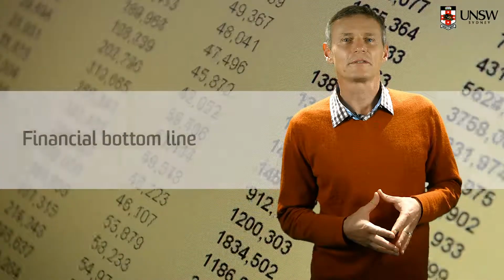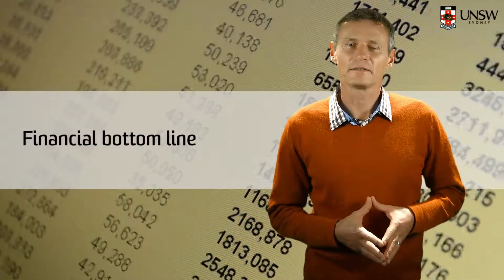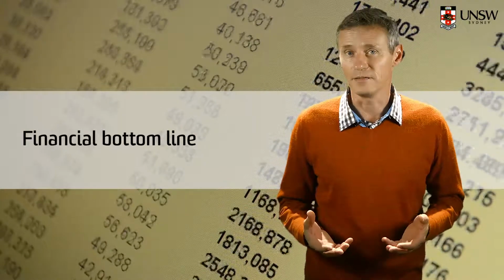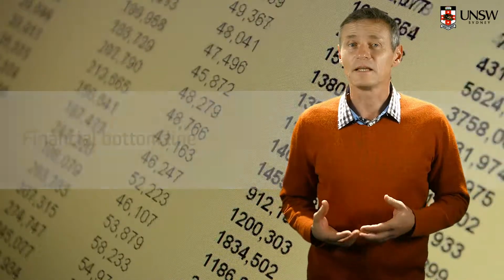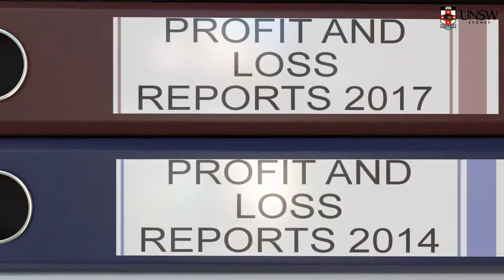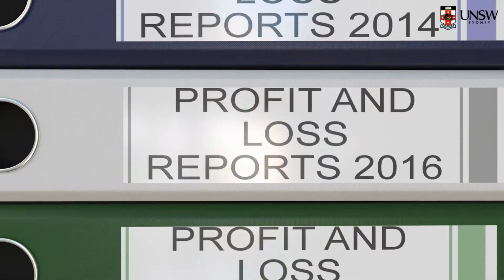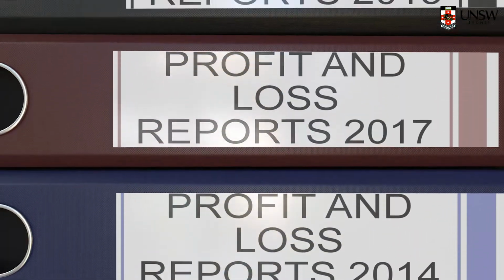You might have heard the phrase financial bottom line when someone is talking about the economic performance of a company. What they mean is basically whether a company makes a profit or loss, and this is usually recorded at the very bottom line on the statement of revenue and expenses.